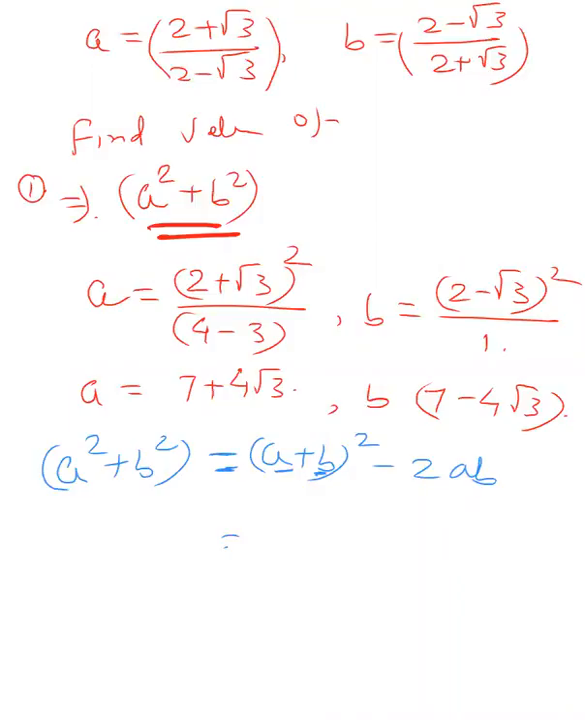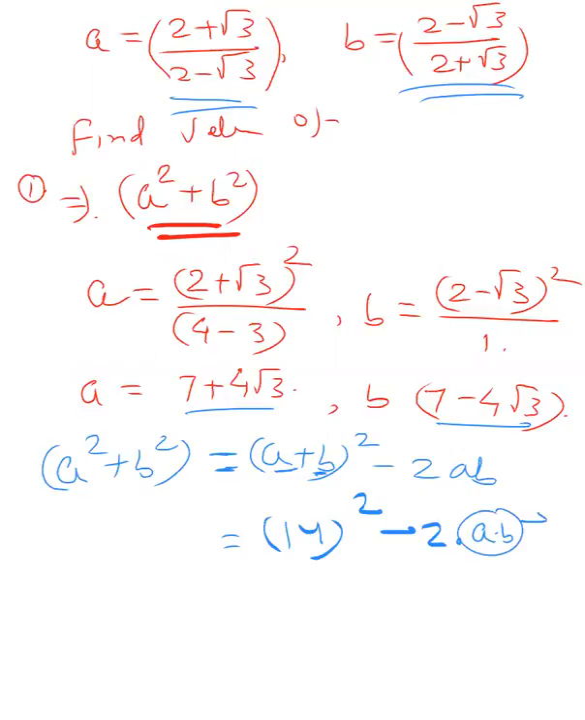So this A and B, A plus B is coming as 14 square minus 2AB. From the question itself, I know that A into B is 1, so this value is 1. 196 minus 2 is 194.